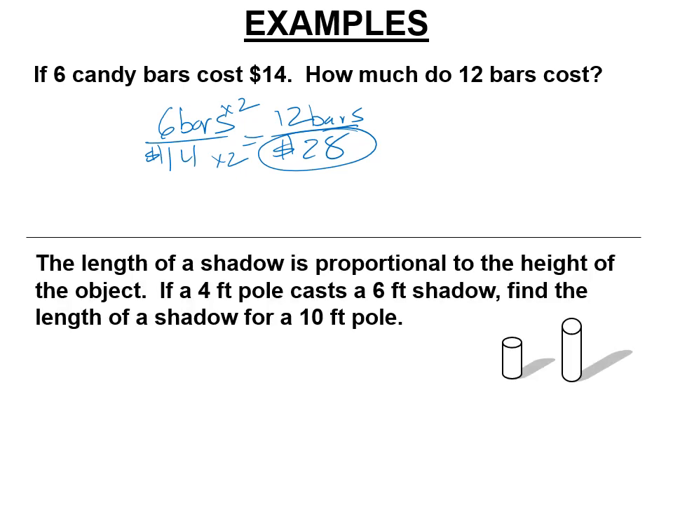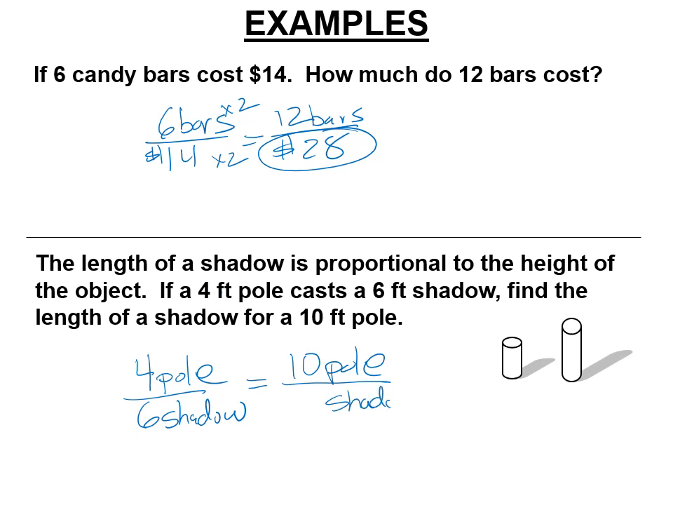The length of a shadow is proportional to the height of the object. Taller things, taller people, have longer shadows, right? It's proportional. So if a 4-foot pole, now we're not going to use feet, we're going to use pole, casts a 6-foot shadow, right? We need words that distinguish the 4 from the 6. We don't want to put feet and feet. That doesn't help us, because we want to find the length of the shadow for a 10-foot pole, a pole that's 10.